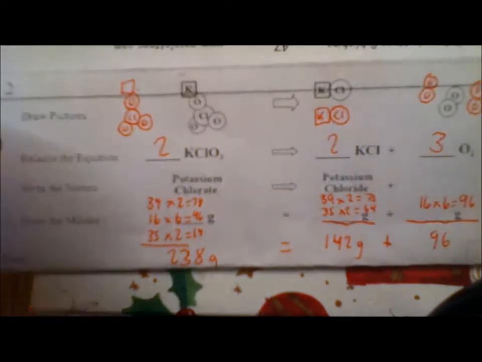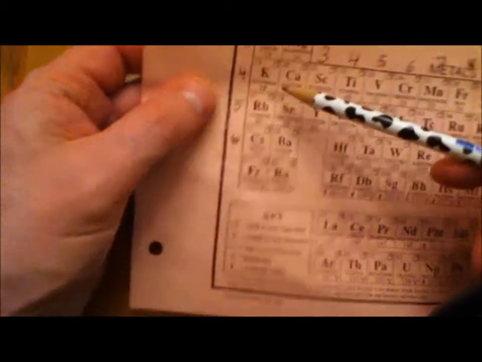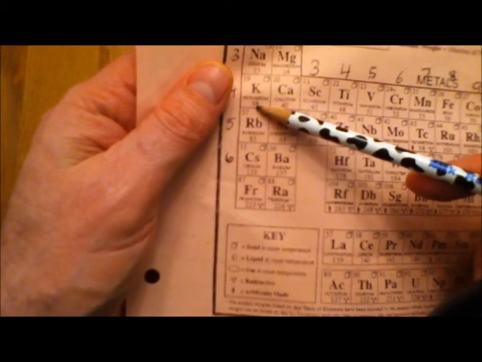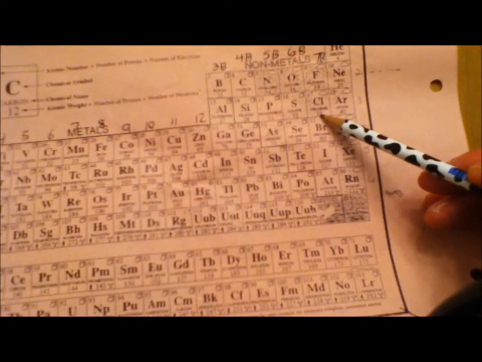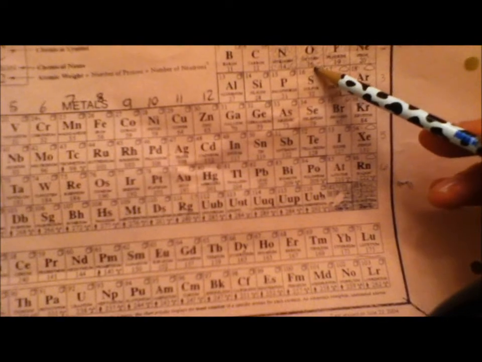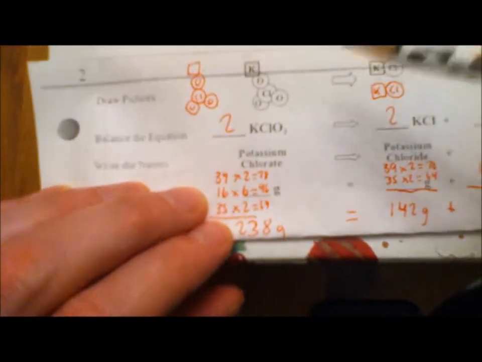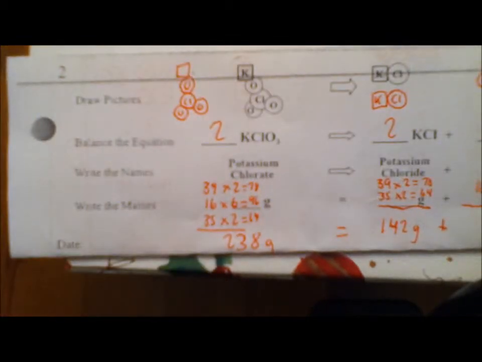Now let's work with the masses again, like we did in the previous video. Potassium has an atomic mass of 39. Chlorine has an atomic mass of 35. And oxygen again has an atomic mass of 16. Alright, so let's do that. Let's add up all the atoms and their individual masses.